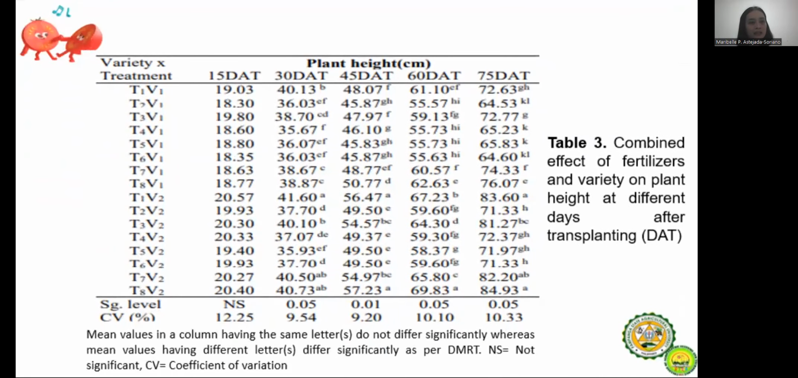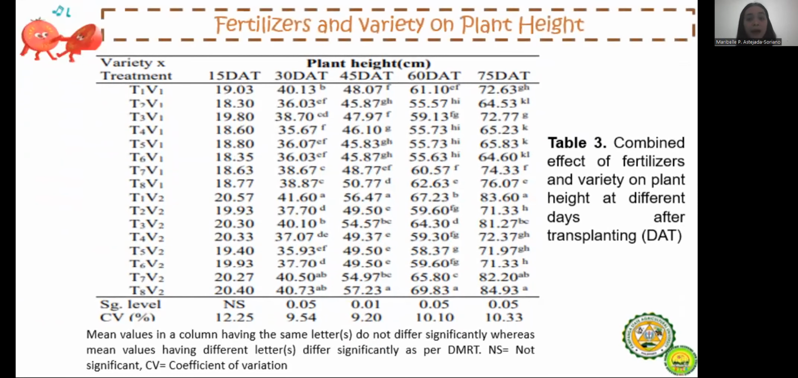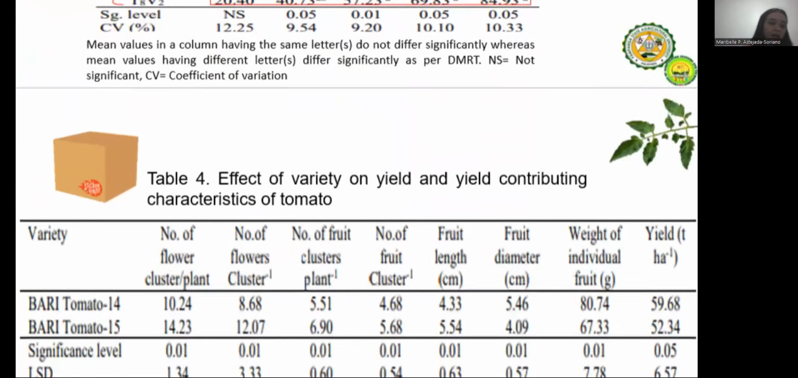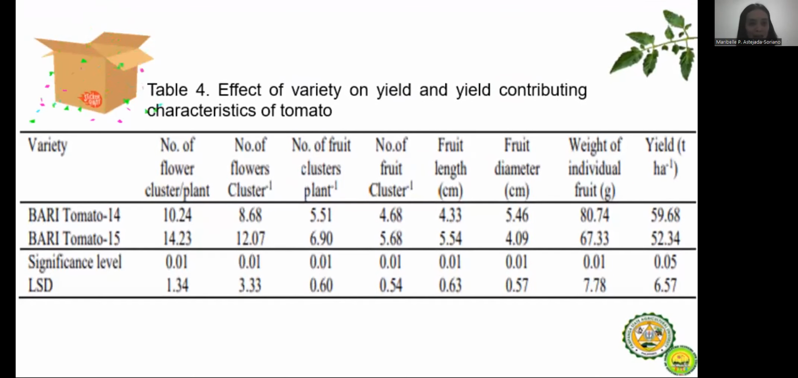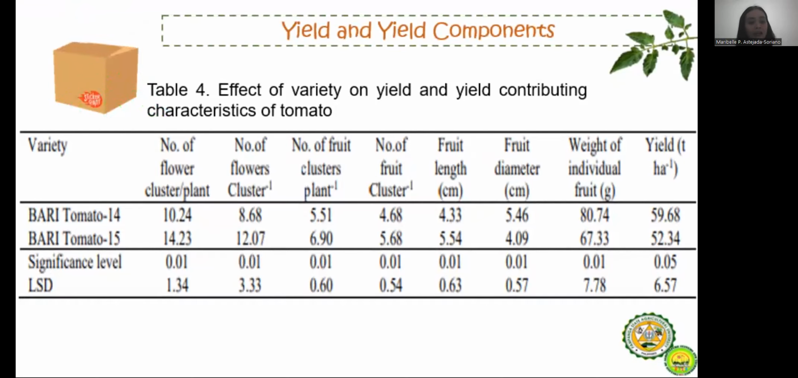So for the table 3, we have the combined effect of fertilizer and variety. So ito po yung interaction effect na ginagawa po nung mga treatment. So, Barry Tomato 15 obtained the highest plant height than the Barry Tomato 14. And using this treatment 8, obtained the highest tallest plant na ginamit po yung Barry 15 tomato.